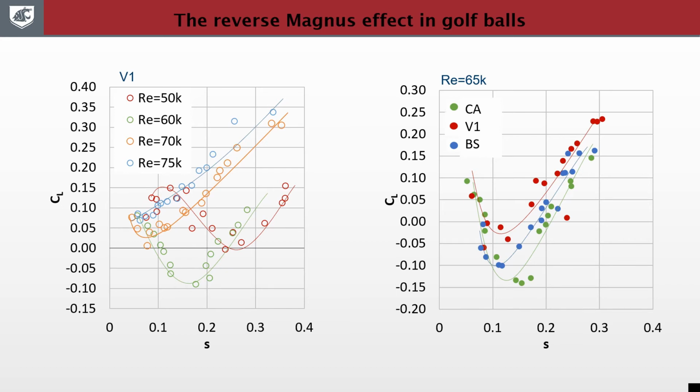As seen on the left, the reverse Magnus effect is larger at lower speeds, but reduces again if the speed becomes too low, 50,000 Reynolds number in this case. The reverse Magnus effect tended to be larger at 65,000 Reynolds number for most of the models considered here, and this speed was used for comparison on the right, where all models show a reverse Magnus effect at roughly the same spin factor.